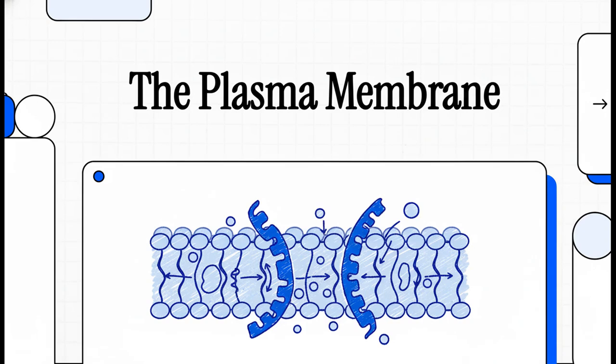Hello, students, and welcome. Today, we're going to talk about something incredibly important, something that every single living cell has. We're going to explore the plasma membrane. You can think of it as the cell's own personal gatekeeper, a flexible, living barrier that decides what comes in and what goes out. It's what separates the living world inside the cell from the non-living world outside. So, let's get right into it.